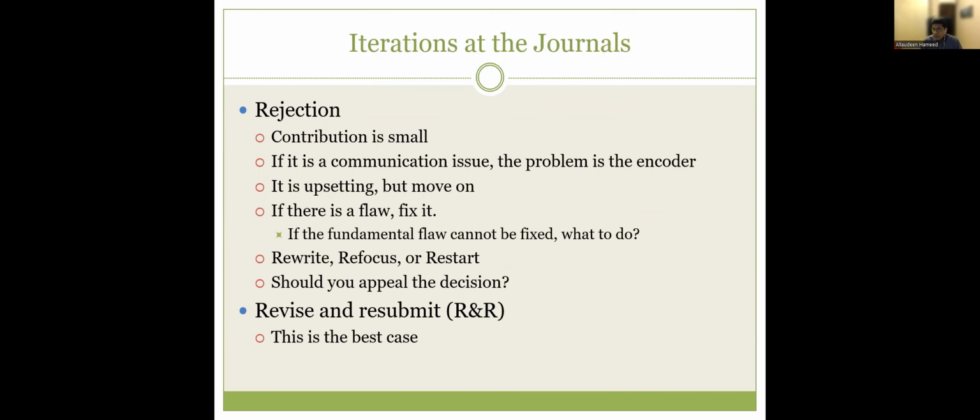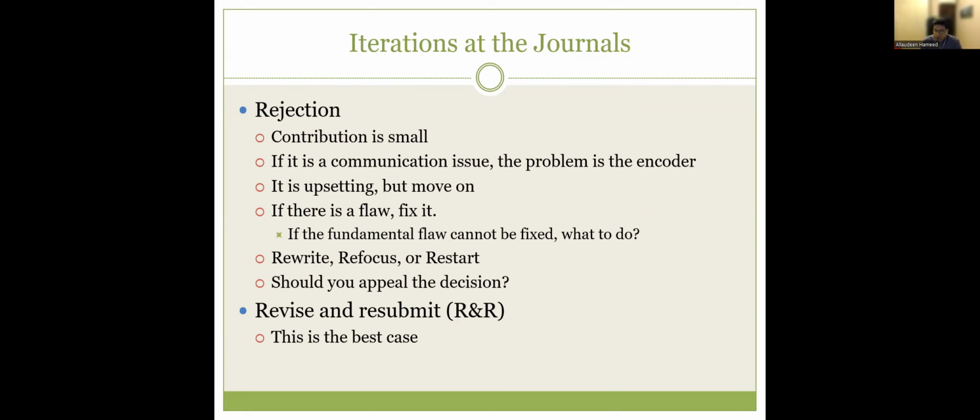So why are papers typically rejected? The most common reason is that the contribution is small. If you think that the referee is not correct in reaching that conclusion, then you have to make sure that you are communicating the contribution clearly. If there is a communication problem between the authors and the referee, then the problem is usually with the authors themselves. I know rejections are upsetting even for the most prolific researchers, but you have to move on.